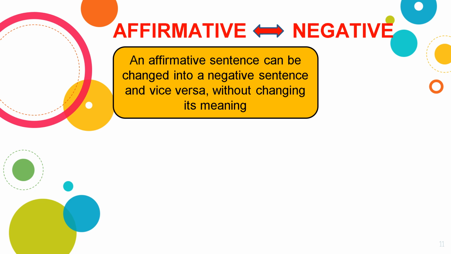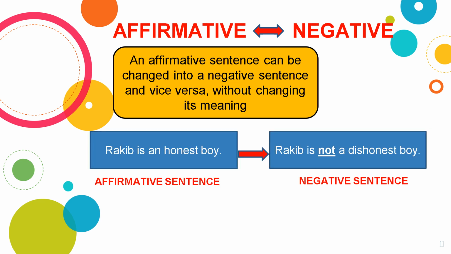Let us look at how an affirmative sentence changes to a negative sentence. An affirmative sentence can be changed into a negative sentence and vice versa, which means even a negative sentence can also change into an affirmative sentence without changing its meaning. Let us look at the examples.